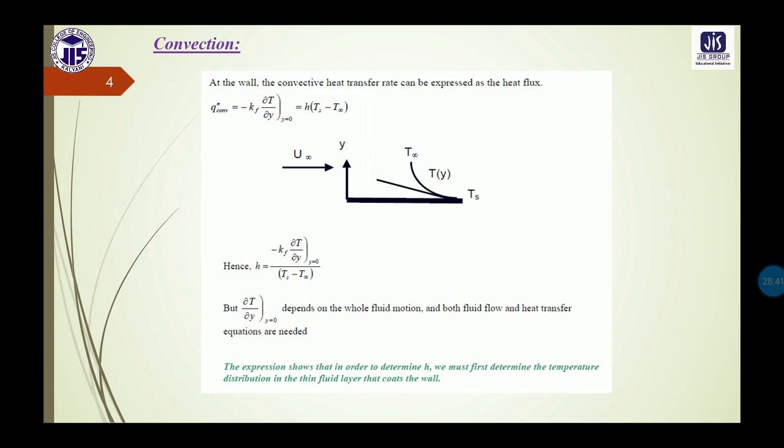Where this temperature gradient, dT/dy at y equals 0, depends on the whole fluid motion, and both fluid flow and heat transfer equations are needed. So what does this expression show us? In order to determine this convective heat transfer coefficient, small h, we need to first determine the temperature distribution in the thin fluid layer that coats the wall. That is the thing that we need to determine.